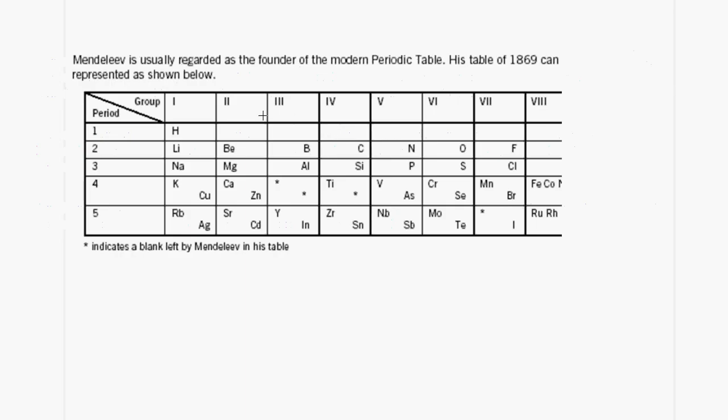This is just a sample of what Mendeleev's periodic table looked like. And if you notice, he left gaps for elements that had not been discovered as yet. But he could predict the physical properties or the chemical properties of these missing elements.